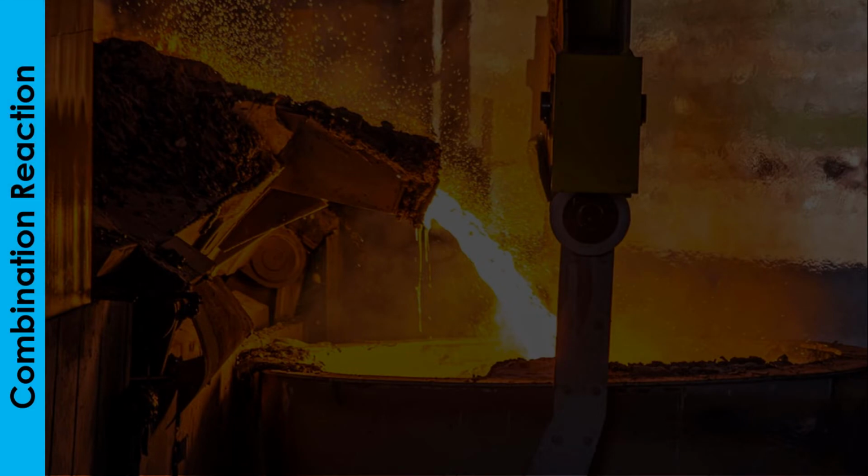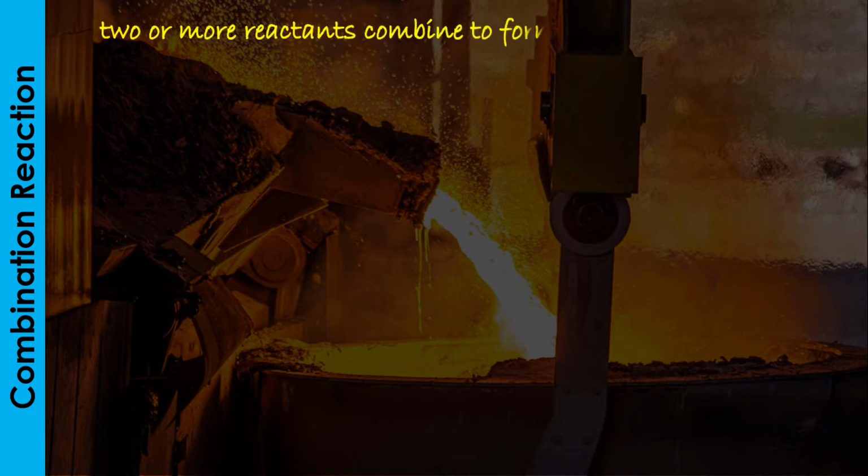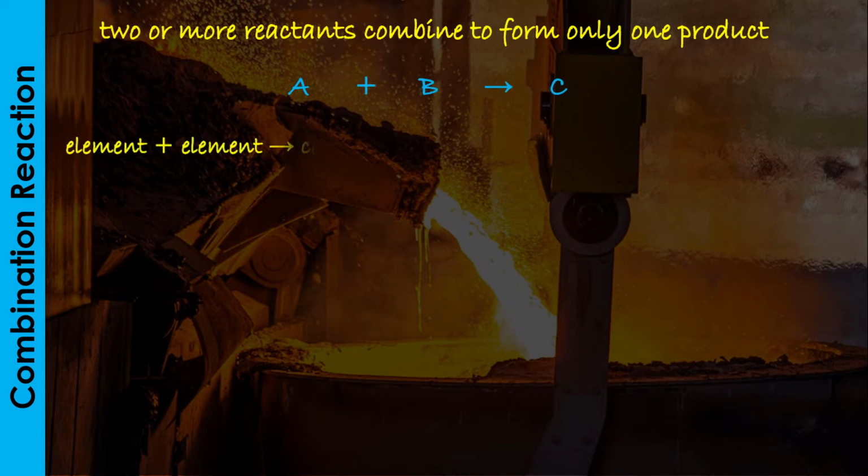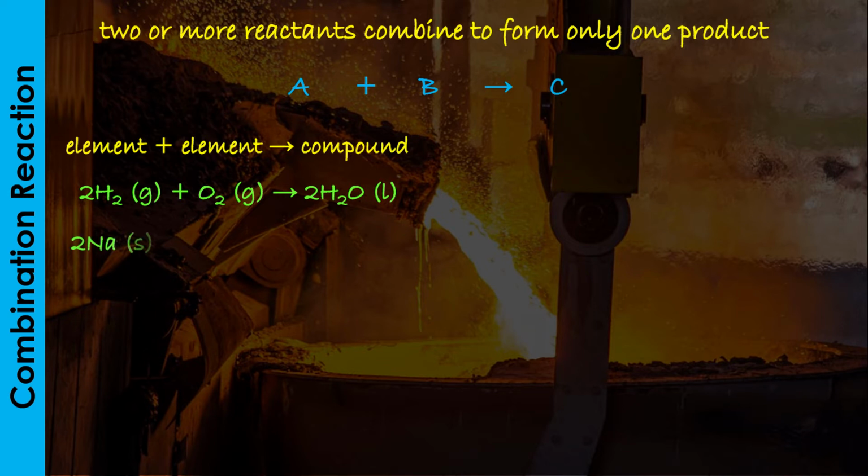Just as the name implies, a combination reaction is one in which two or more reactants combine to form only one product. Emphasis is on the formation of a single product and can be generally represented as A plus B giving us C. It can occur between two elements, for example, in the reaction between hydrogen gas and oxygen gas to form water, and sodium and chlorine to form sodium chloride salt.